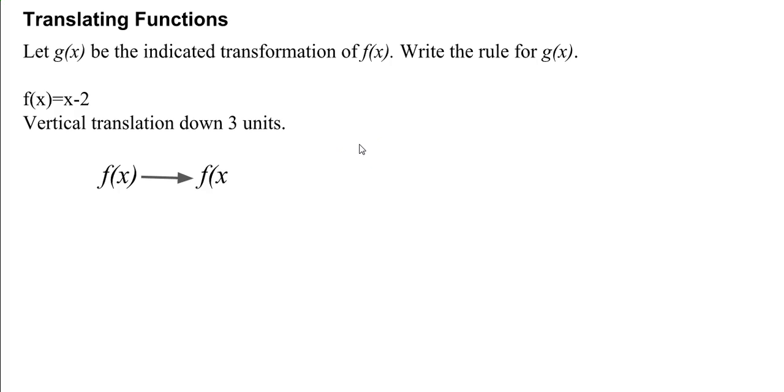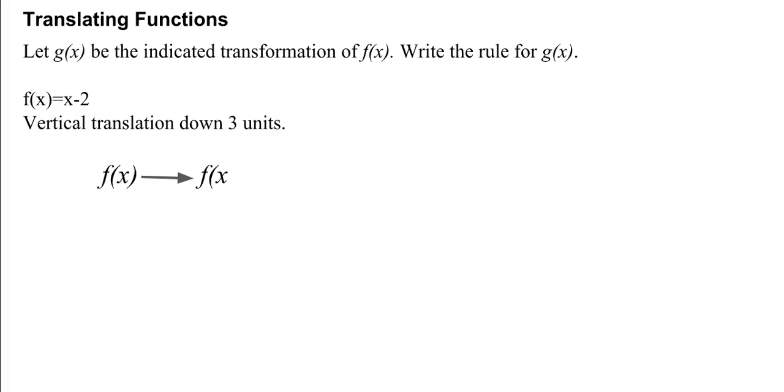So now we're going to do another example, but this will be with vertical translation. So they say, let g of x be the indicated transformation of f of x. Write the rule for g of x. So if f of x is equal to x minus 2, we're going to need to do the vertical translation down 3 units.